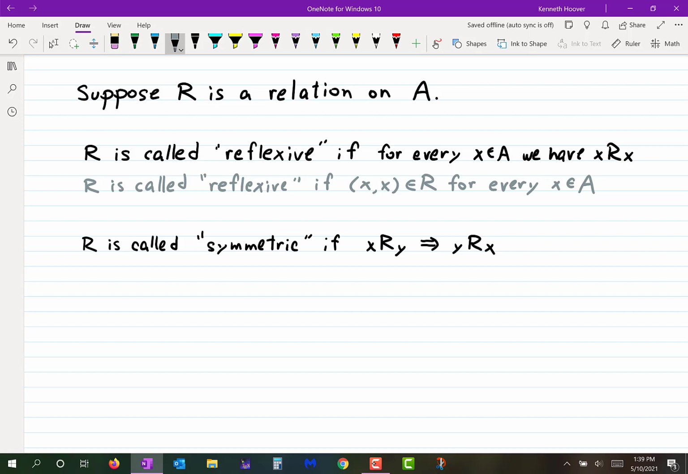Or another way to write that is to say R is called symmetric if, let's write it like this, if for every (x, y) that is in R, we have (y, x) is also in R.